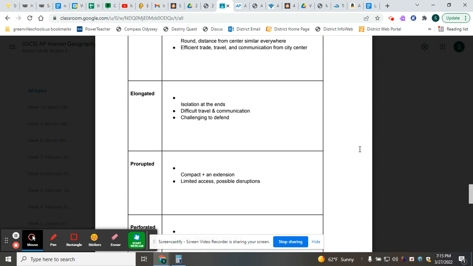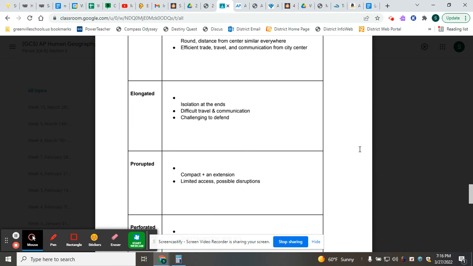Prorupted states. Think of a compact state like Oklahoma that has a little panhandle. That's what we call an extension. There are going to be some inefficiencies for folks who live in that panhandle of Oklahoma. They may have limited access to other parts of the state that other members of Oklahoma don't have inefficiencies in getting to.